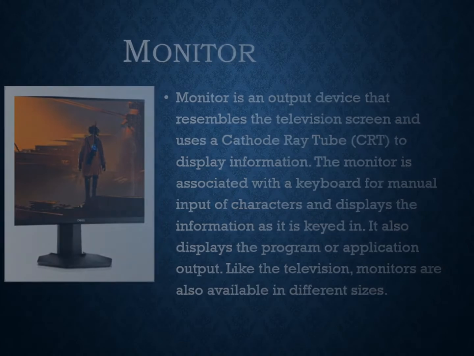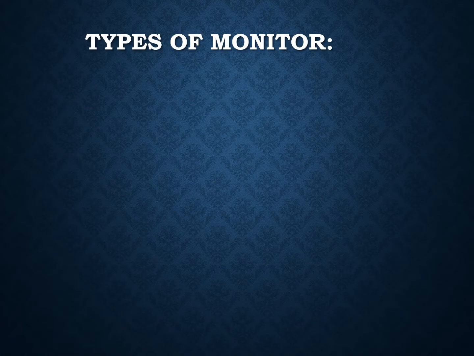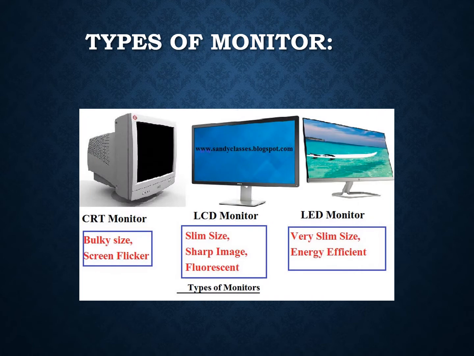Now, let's head towards types of monitor. There are three types of monitors. CRT monitors, which are bulky in size and their screen also flickers many times. Then LCD monitors, which are slim in size, have a sharp image and use fluorescent technology. The latest technology is of LED monitors. They are very slim in size and are very energy efficient.